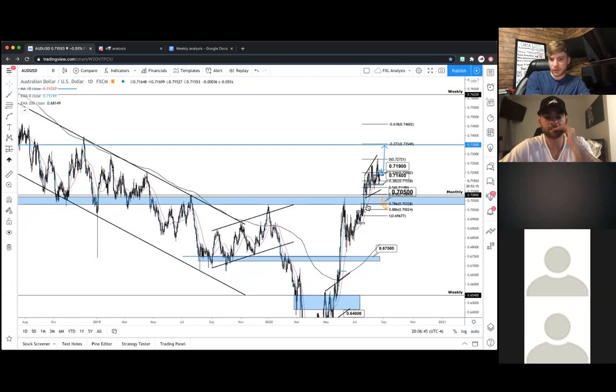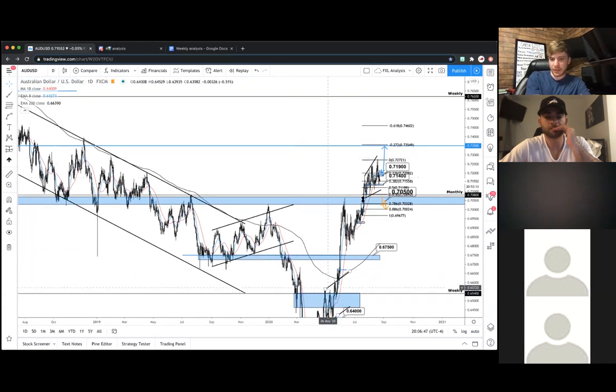Then we got a daily transition here as we broke above this monthly, which is where this prior lower high was. Right, we broke through it. That is the first tell at a major change in trend.